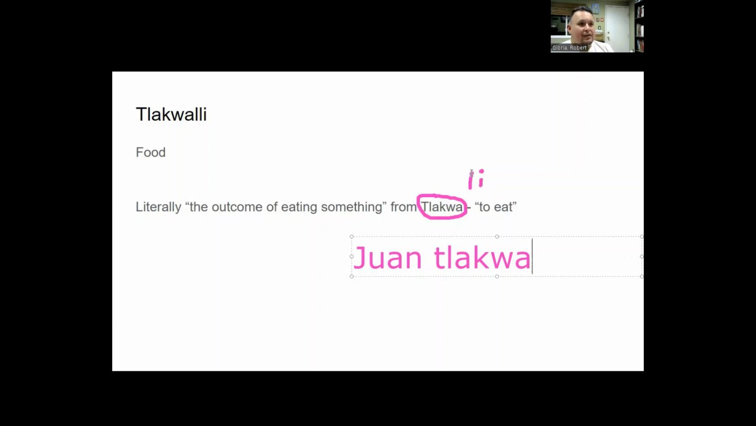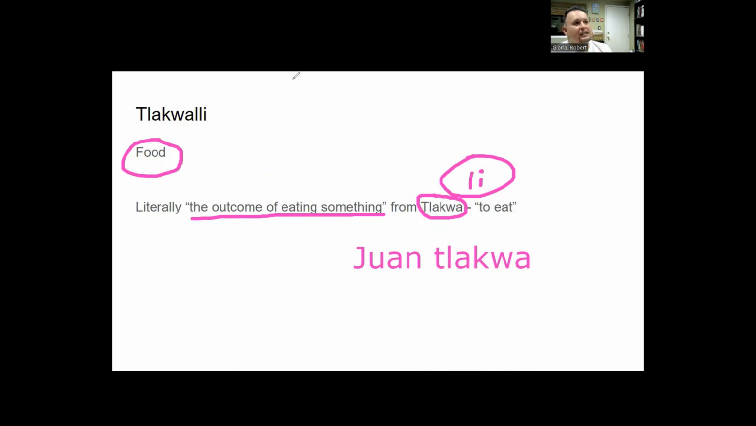Now, what happens is if you add that li, it changes the meaning. It no longer means to eat. It's now literally the outcome of eating something. It's no longer a verb, right? It's a noun now. We converted this verb into a noun. That's the purpose of this li ending. You're changing the verb into a noun. And so in this case, tlaqualli, like I told you before, means food.